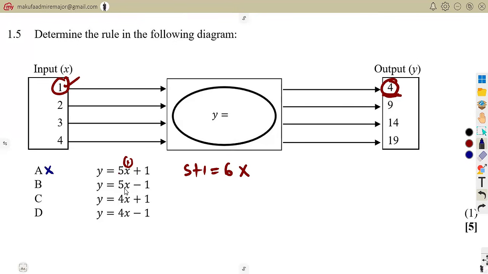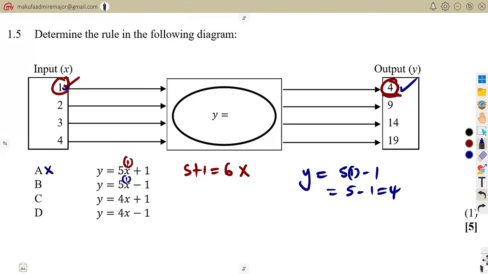You move on to B, y is equal to 5x minus 1. We substitute x, which is 1, in place of x. So y is equal to 5 times 1 minus 1, which is 5 minus 1, that is a 4, which is exactly what we have there.